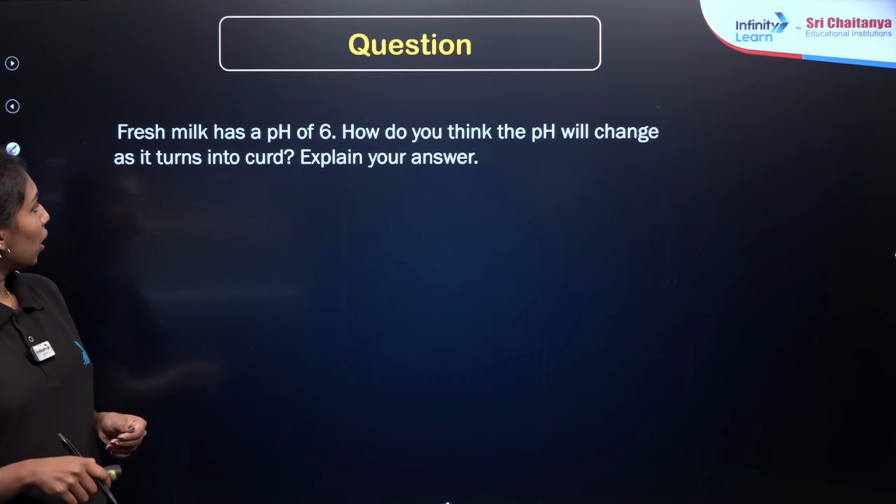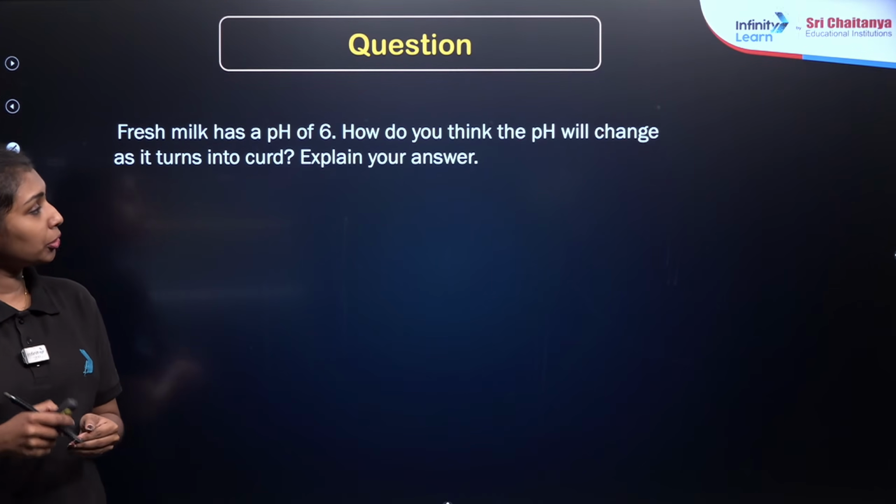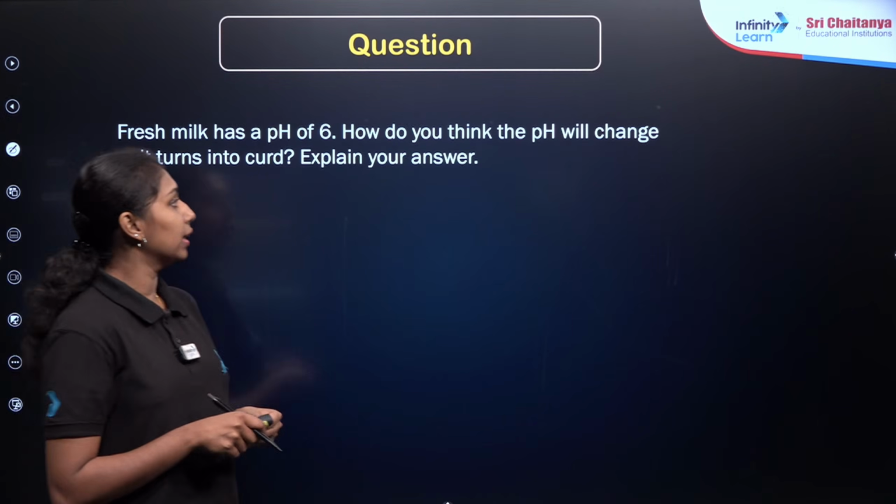Here is the next question. Fresh milk has a pH of 6. How do you think the pH will change as it turns into curd? Explain your answer.